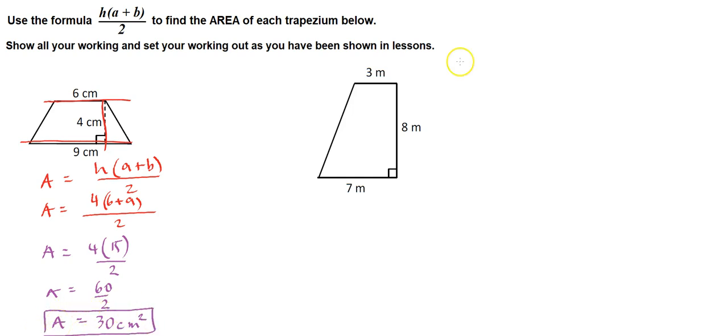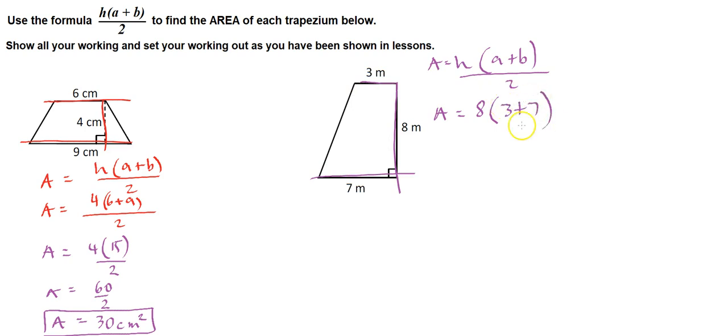For the next one over here, let's do this one again. Area equals h times a plus b, and you've got to divide all that by 2. So the area equals, what's the height? It's 8. A plus b, they're parallel, right? So it's 3 plus 7 divided by 2.